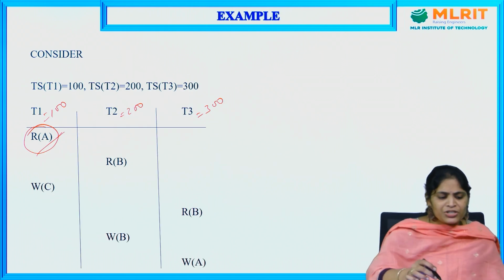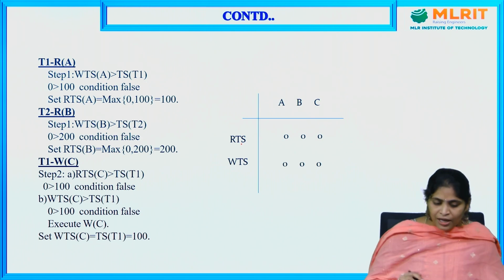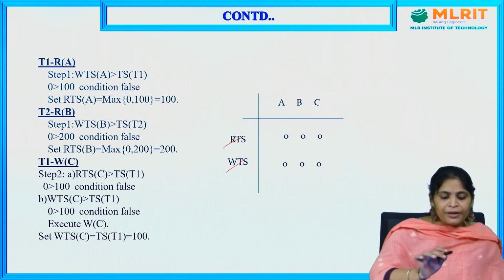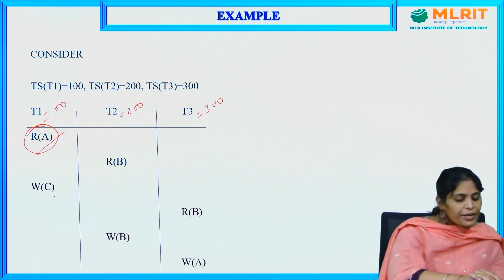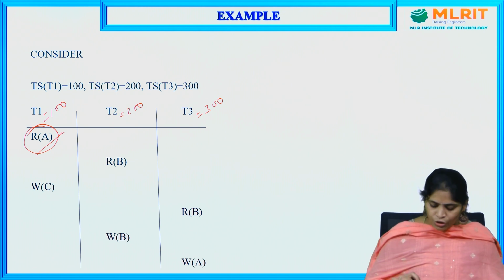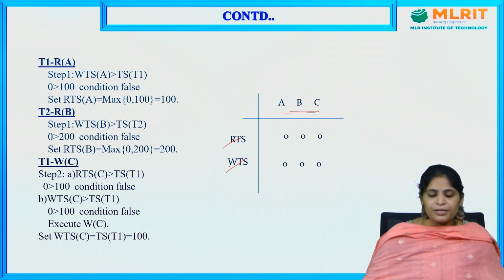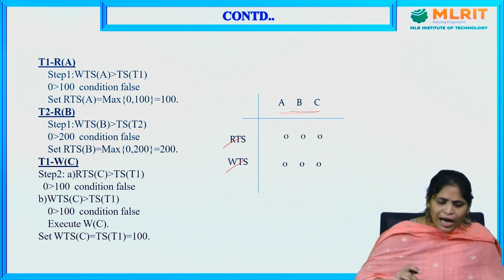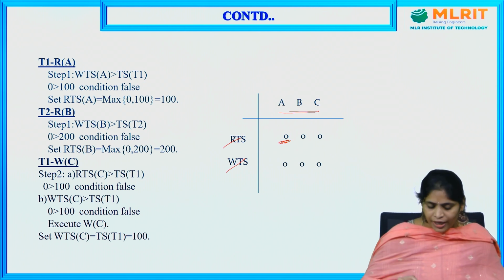Initially all the timestamps. See here, RTS and WTS, the read timestamp and write timestamp for A, B, C. Why? Because here we have taken how many variables? Here we have 3 variables. So for those 3 variables, all the variables A, B, C and the timestamp values for those variables, we have to represent them here. Initially we take them as 0. So RTS of A initially is 0.